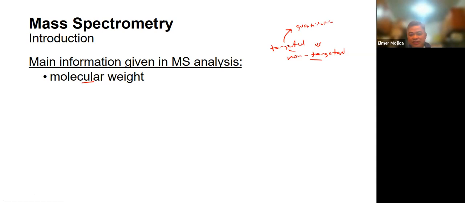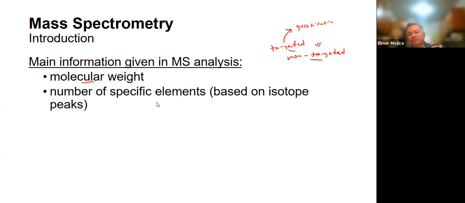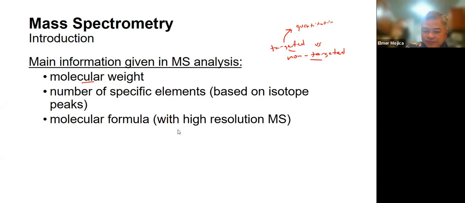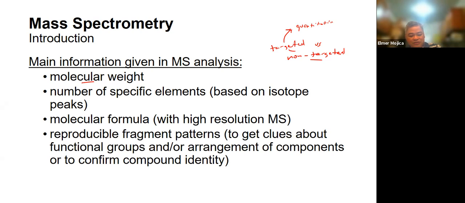Now, the non-targeted is mostly qualitative because you're trying to, let's say, determine the molecular weight. You can also use mass spec to determine the number of specific elements based on the isotope peaks. And if we want to determine the molecular formula, you can use a high resolution mass spec. The way they usually do this is they have reproducible fragment patterns. And here they get clues from the functional group or the arrangement of compounds, or to confirm the compound identity.